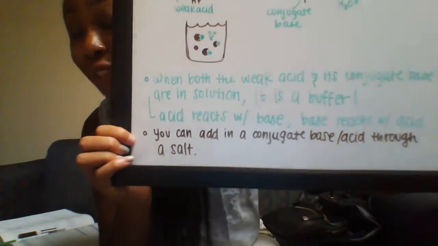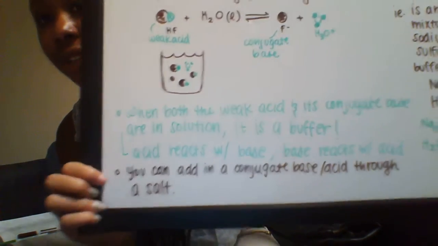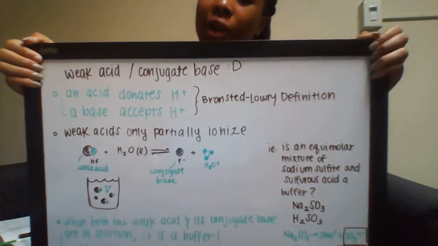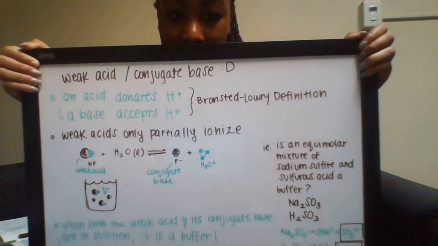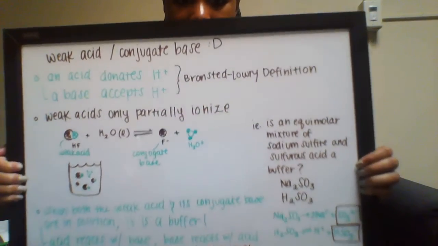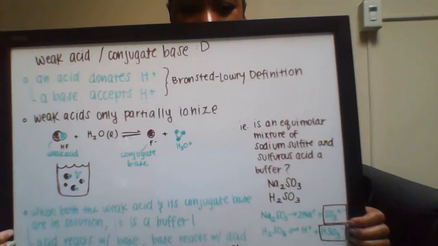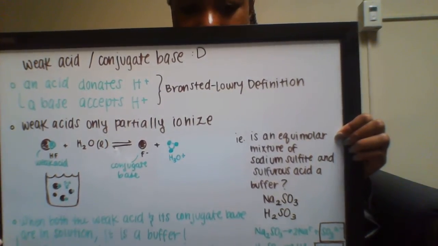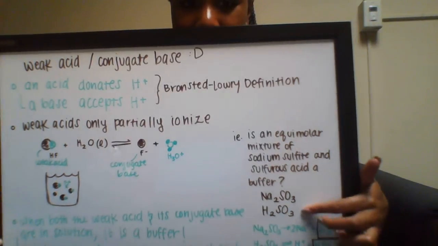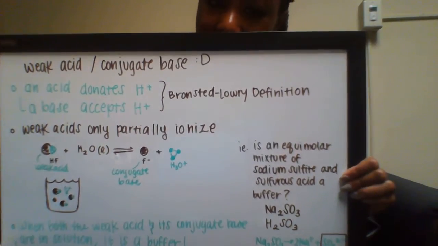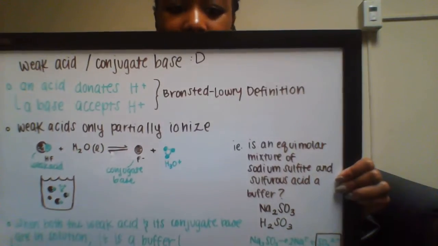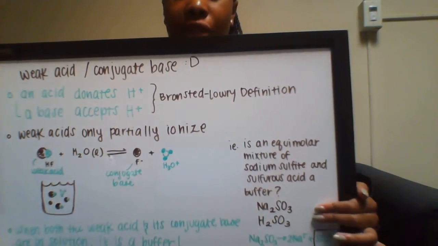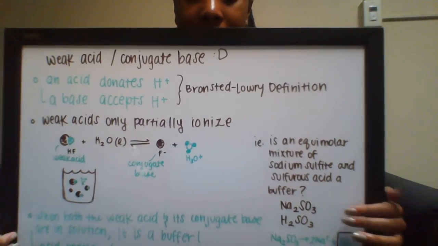You can add in a conjugate base or acid through a salt, and a salt is usually a nonmetal covalently bonded to a metal or another type of ion. And so I have an example here. If you have these two molecules, can they be a buffer in an equimolar solution, which means that the moles of both ions or both molecules are exactly the same.